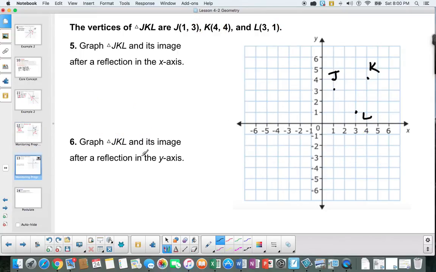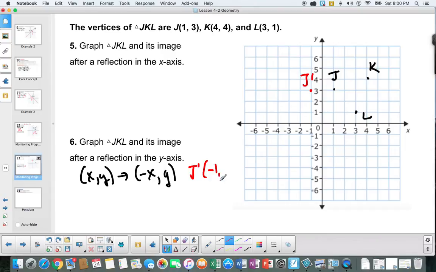Okay, on the next problem, we want to reflect across the y-axis. Now, the y-axis rule is that you change the sign of the x. So let's go ahead here. We're going to reflect across the y-axis. Here's going to be j prime. J prime is going to be negative 1, 3. So we're changing the x. 1, 2, 3, 1, 2, 3. Here's L prime. L prime is going to be negative 3, 1.